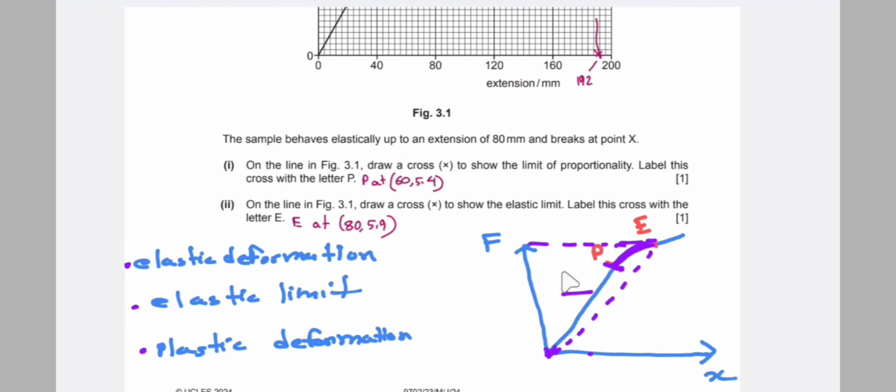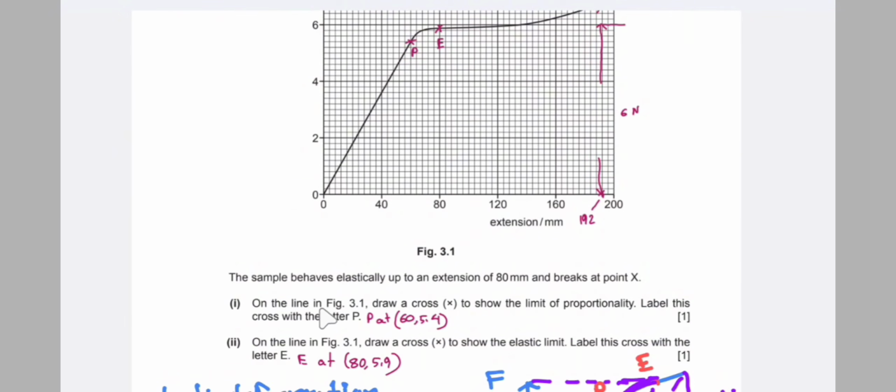Then for plastic deformation, from the starting point to the elastic limit, this is elastic deformation. Why is this elastic deformation? Because the object returns to an extension of 0. Then after the elastic limit, this is plastic deformation. That means when the force is removed, the object has some extension. Since the object has some extension, this deformation is called plastic deformation, while up to the elastic limit, the deformation is elastic deformation.